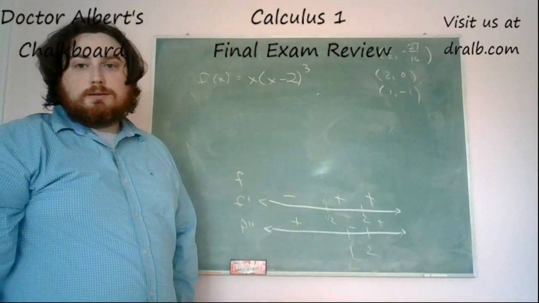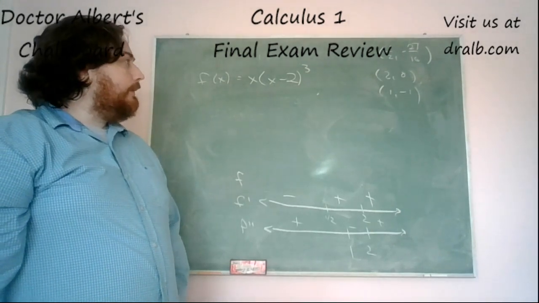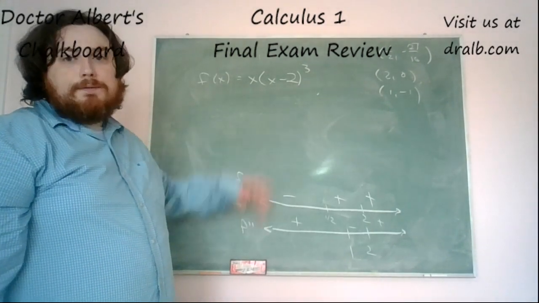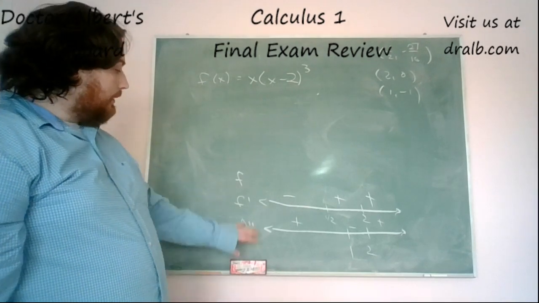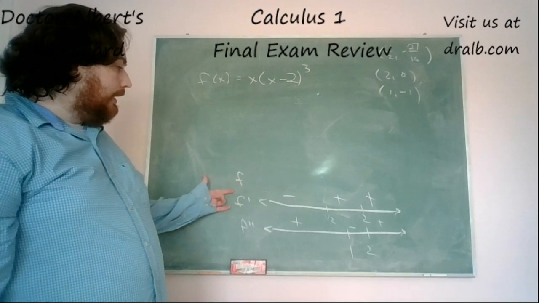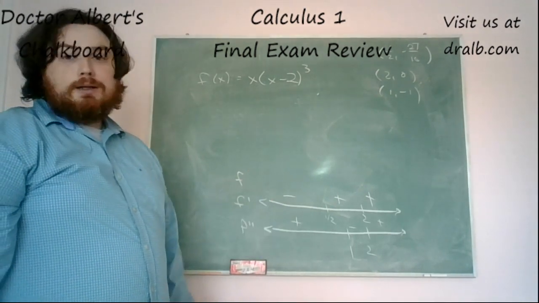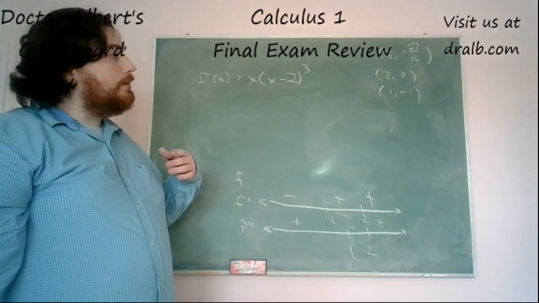Alright, so the next one is graph the function. If I want to graph this, what I have to do is remember all the stuff that I found in the first two parts. So I'm summarizing that by giving myself these numbered lines. The f prime number line looked like this. The f double prime looked like this. And again, you would refer earlier in the problem to see this.